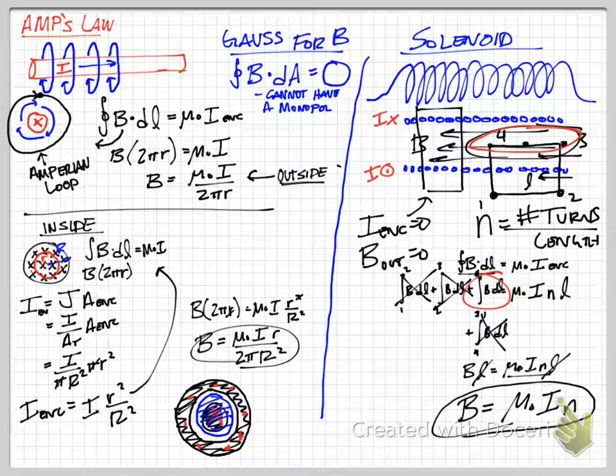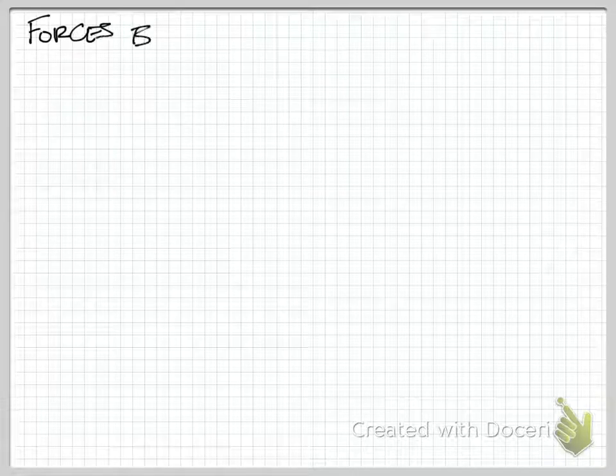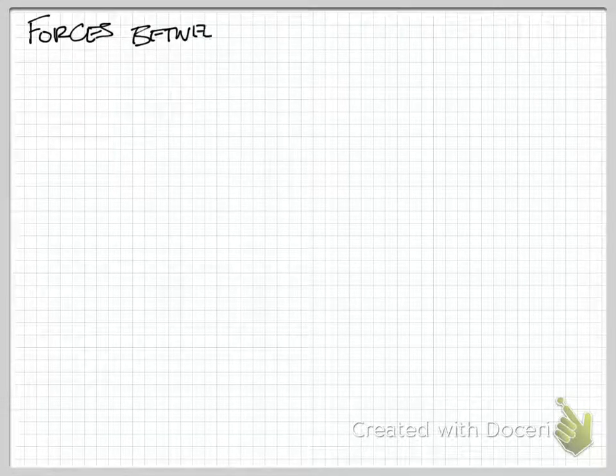We did an example like that in class, but it's an application of Ampere's law. And what we really want for Ampere's law is our magnetic field to be parallel to the length that we're going to integrate over. Okay, so the last thing that we have is forces between wires, and then possibly magnetic flux.